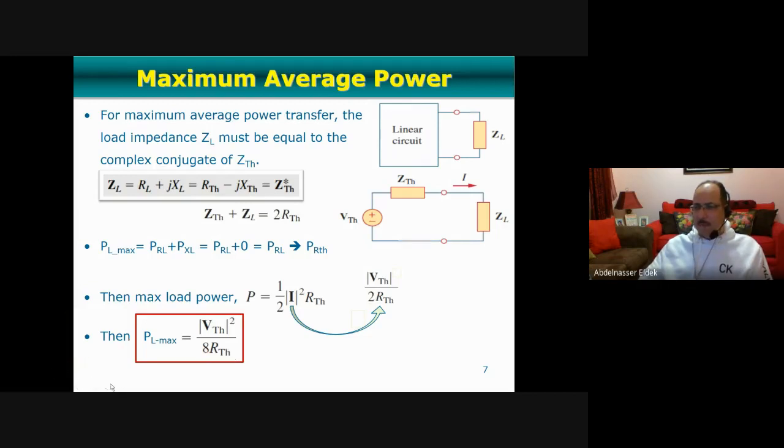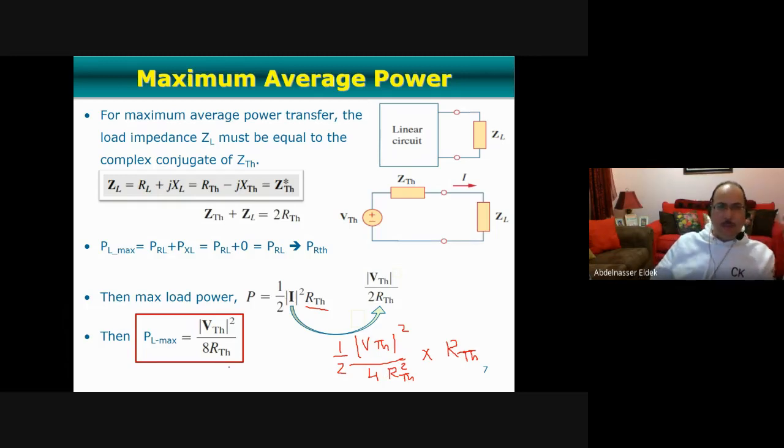Okay, how do we get this? We get it from this relation. We know that here it is 1/2 I square, which is Vth square divided by 2Rth square, which will be 4Rth square, and you multiply this times Rth. So it is very clear that Rth will cancel with one of this square. Then you end up with 1/2 Vth square divided by 4Rth, and 2 times 4 is 8. So if I want you to calculate the maximum power, what you need to do is just find Zth and get Rth. Then PL max equals Vth square divided by 8Rth. You just use this formula.